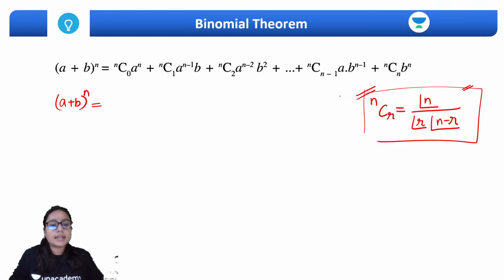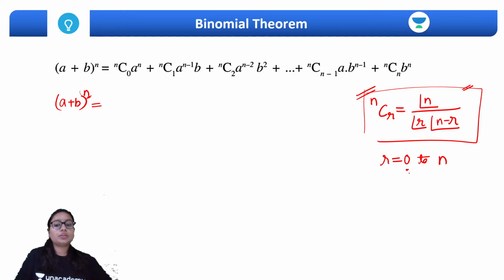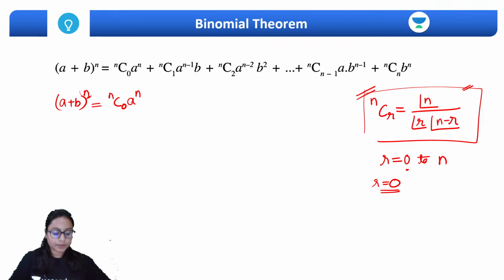So this n is actually the exponent of (a + b). This is your n. Now I am going to change the value of r, so r will vary from 0 to n. Let's see how. First I am going to take r as 0. If I take r as 0, I will get nC0, a raised to the power n.